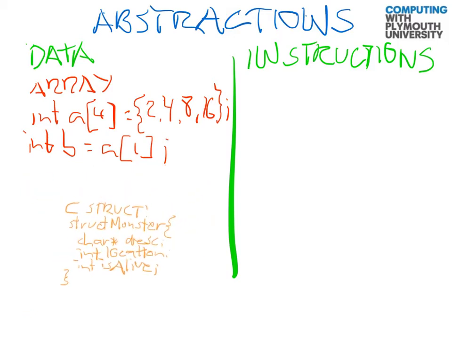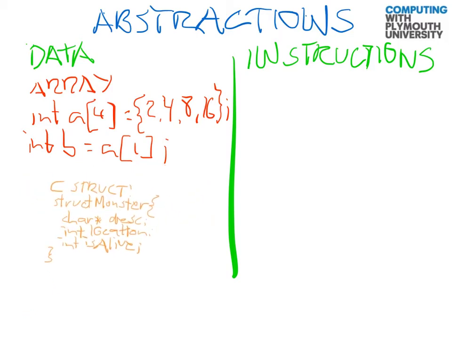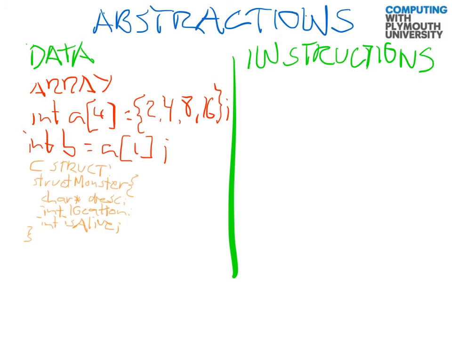Now this code only declares a type of a structure. It doesn't actually go and get us the memory or create a variable. To create a variable we have to give it its type, which is now going to be struct monster. I'm going to call the variable m, and then we can go away and assign values to the different fields.